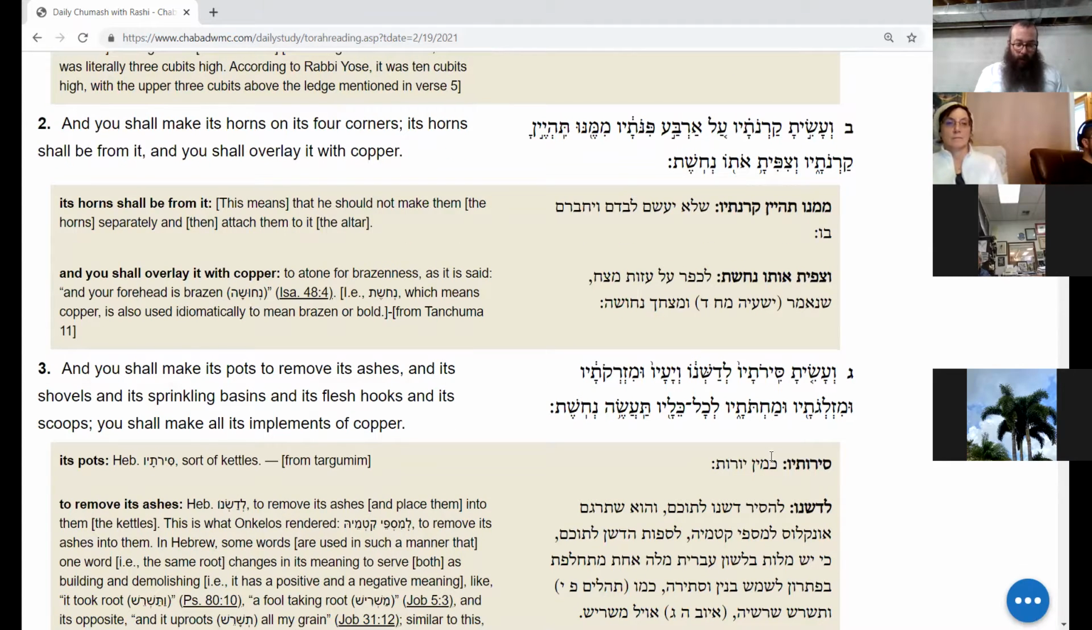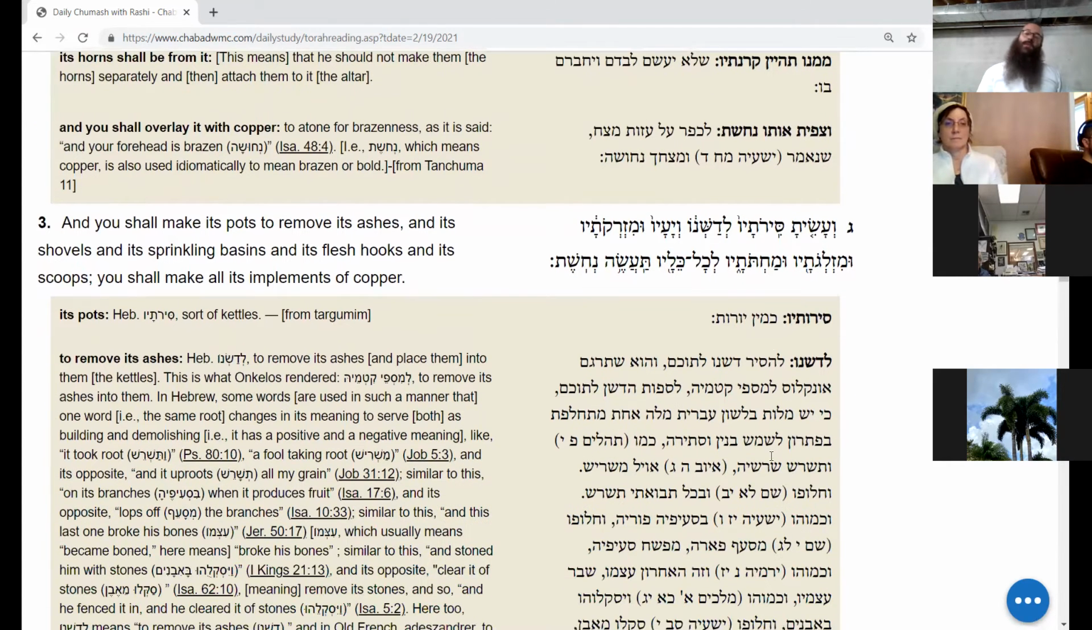Verse number 3. Now, what did this altar have? Vasisa, you should make for it siroisav. You needed pots. Why did you need pots? Ledashnoi, to remove the ashes into the pot. So you would burn all night, stuff would be burning there, and you needed a special kind of pot into which you would remove all the ashes that were burnt overnight. Whatever they would do with it afterwards, they would get rid of it. They would put it in a holy heap, I believe, somewhere.